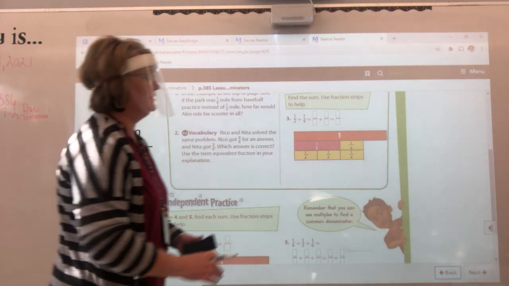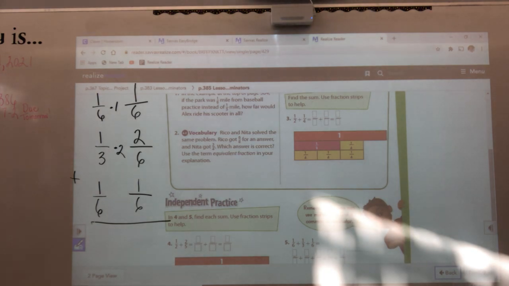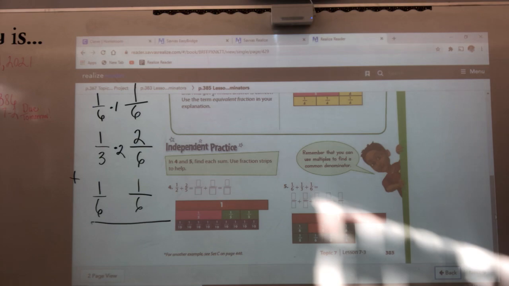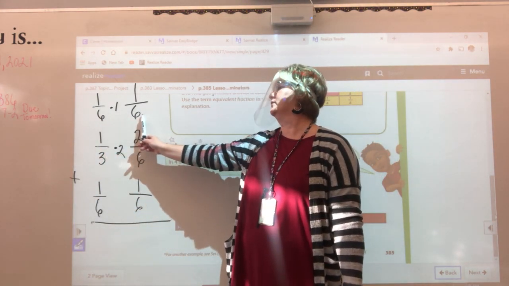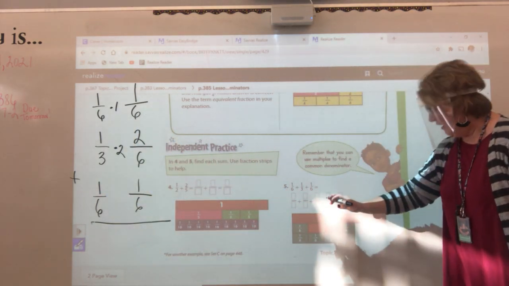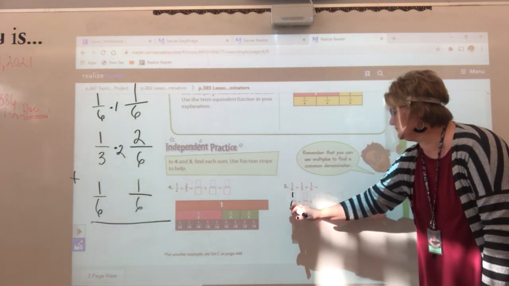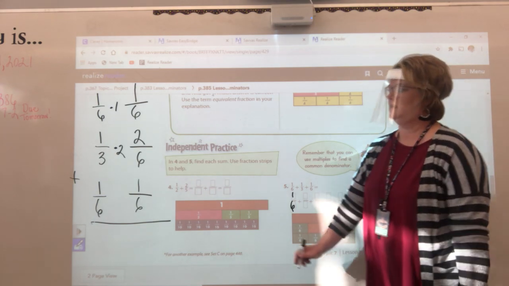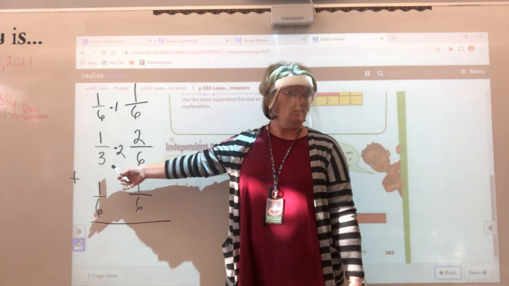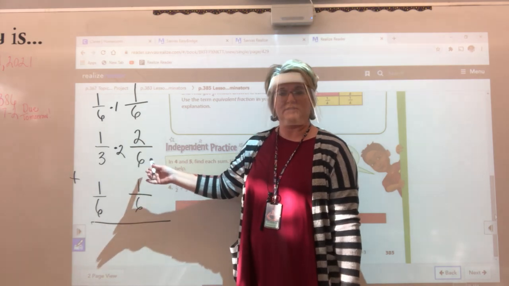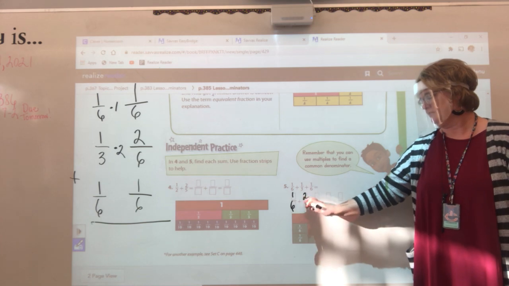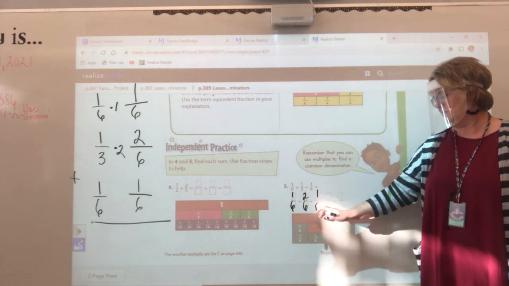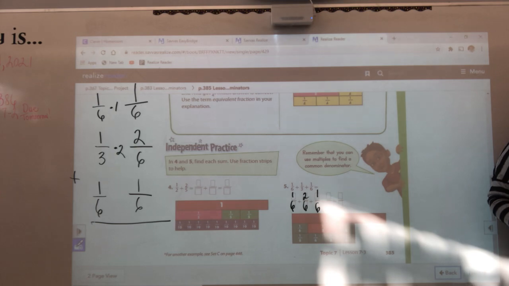Okay, let me scroll up a little bit. Okay, so what in the world over here did we change 1/6 to be? What did 1/6 become? 1/6. There's your first squares. Now on our second fraction, what did 1/3 become? What did we change it to be? 2/6. That's your second set of squares. And 1/6 is 1/6 again. So that's what you should have so far.